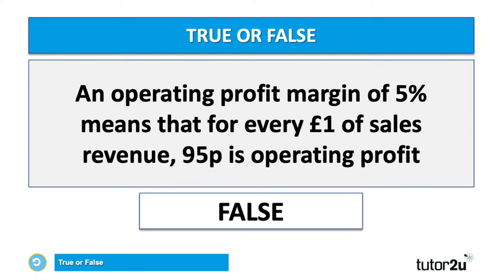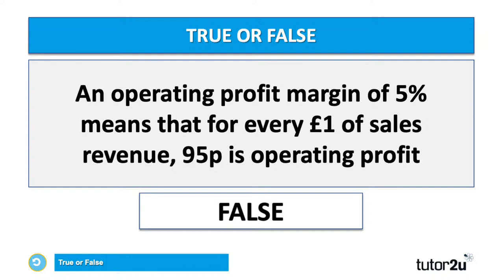We're all correct. Operating profit margin of 5% means that for every £1 of sales revenue, 5 pence is operating profit. Really important to understand not just how to calculate operating profit margin or any of these calculations, make sure you understand what the figures show. The implications for business is where most of the marks are going to be awarded.